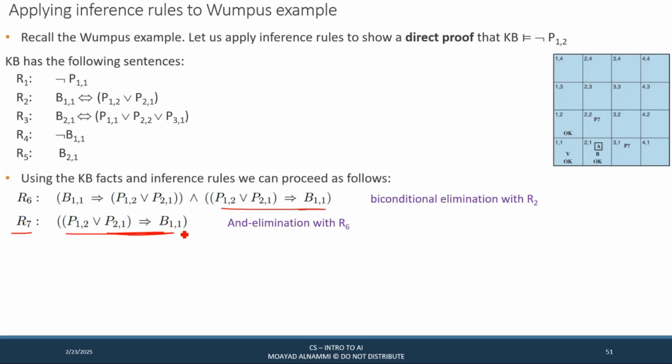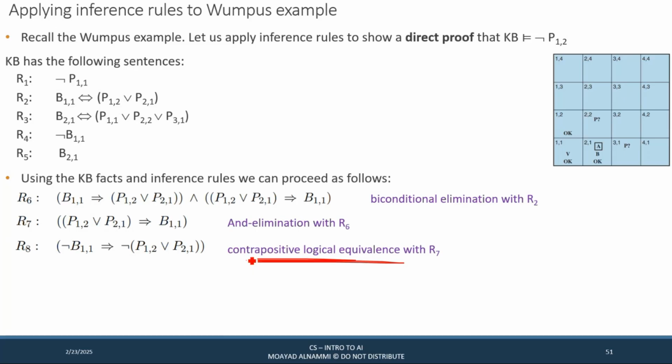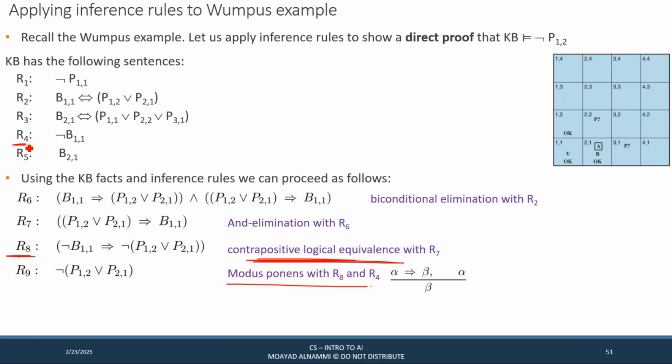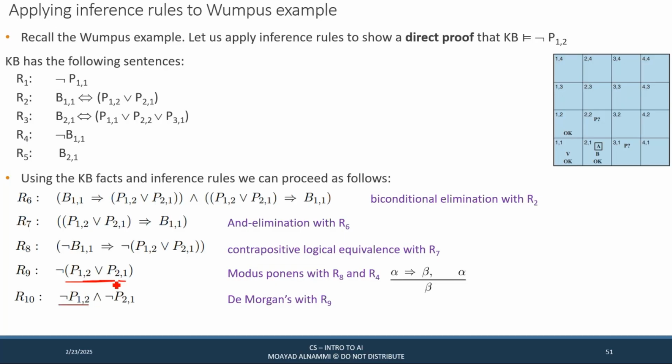And then from here, I can also use logical equivalence, the contrapositive. I use the contrapositive here to flip the implication. And then here I used modus ponens with R8 and R4, right? So I took R8 and I took R4 and I used this modus ponens rule in order to infer this sentence here, not P1 or P2. Then here I use De Morgan's with R9. Then finally, I can use and elimination with R10, right?